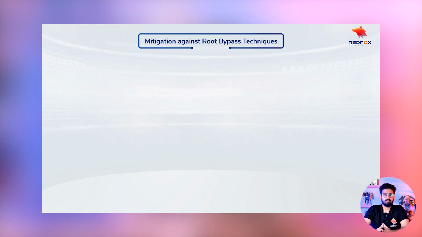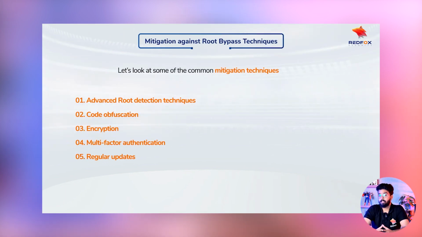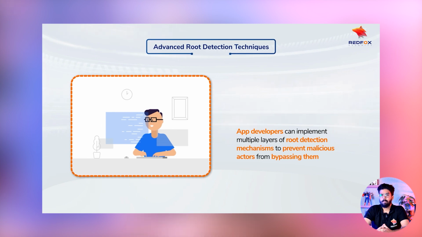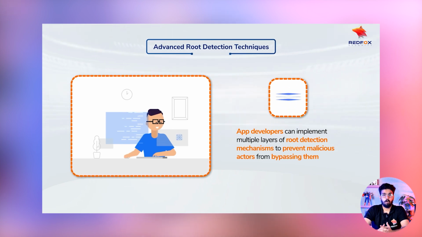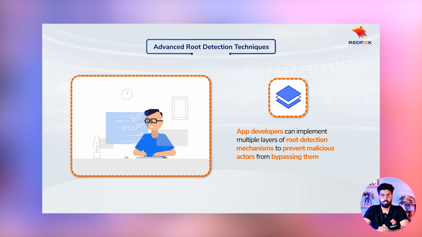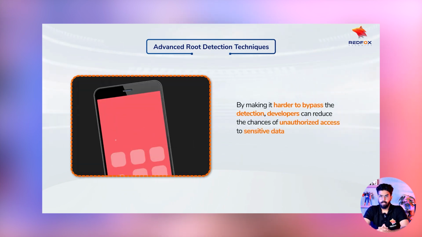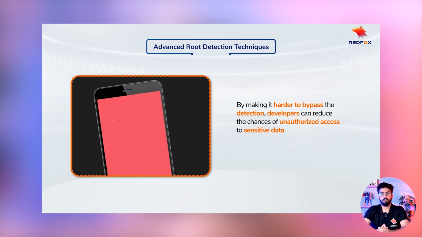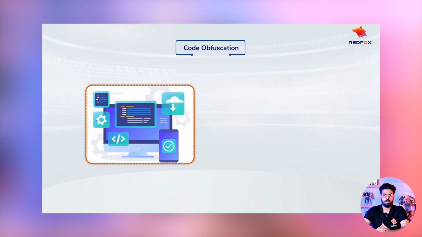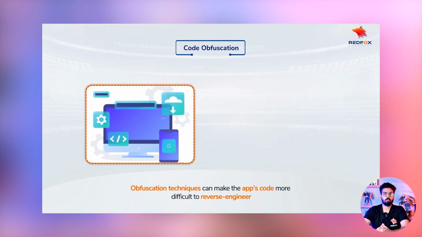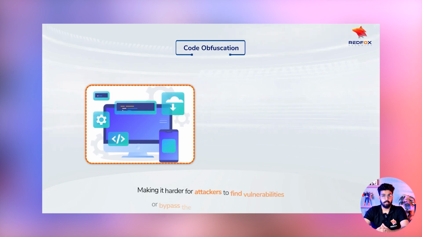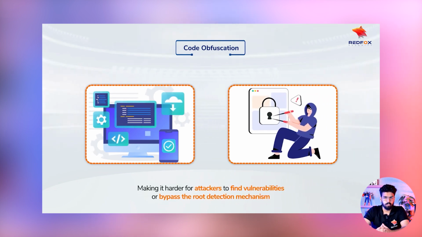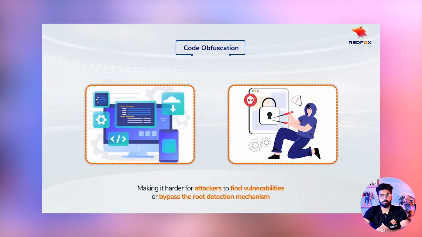Mitigation against root bypass techniques. Let's look at some of the common mitigation techniques. Advanced root detection techniques. App developers can implement multiple layers of root detection mechanisms to prevent malicious actors from bypassing them. By making it harder to bypass the detection, developers can reduce the chances of unauthorized access to sensitive data. Code obfuscation. Obfuscation techniques can make the app's code more difficult to reverse engineer, making it harder for attackers to find vulnerabilities or bypass the root detection mechanisms.